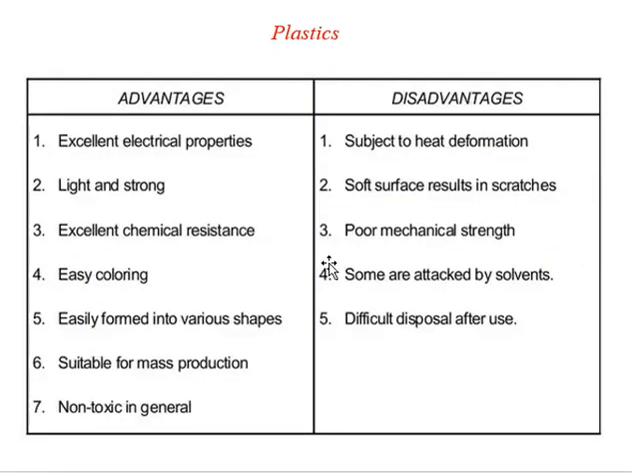Some of the advantages and disadvantages of using plastics are: advantages are they are light, they are strong, they are easily colored, and they are non-toxic in general. That's why most kids' toys are mainly made of plastic, because they are non-toxic in nature. Some of the disadvantages include poor mechanical strength and difficult disposal, because we know that it takes years and years to get disposed of. That is one of the main difficulties if we want to dispose of it.